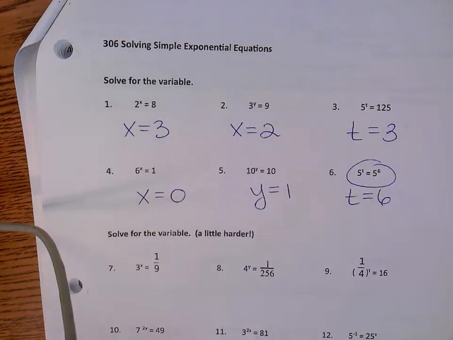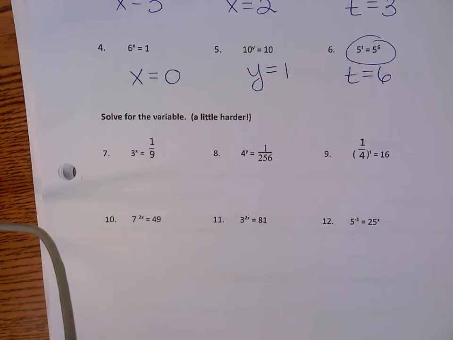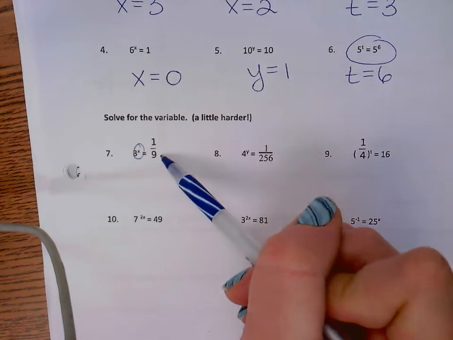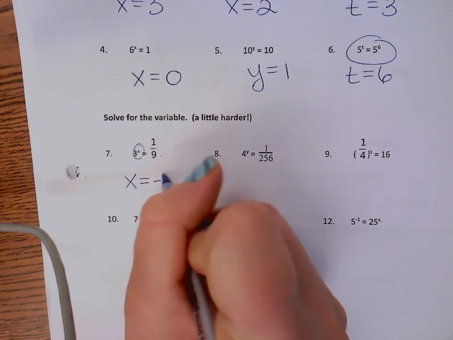So these are considered a little bit harder because you might not know these powers in your head, or you might have to solve for a variable in a little bit more challenging way. I think number 7 you should be able to do in your head. X would have to be what power? -2. So you're taking the reciprocal and you have to get to 9. So -2 flips it over and squares it. So X would have to be -2.